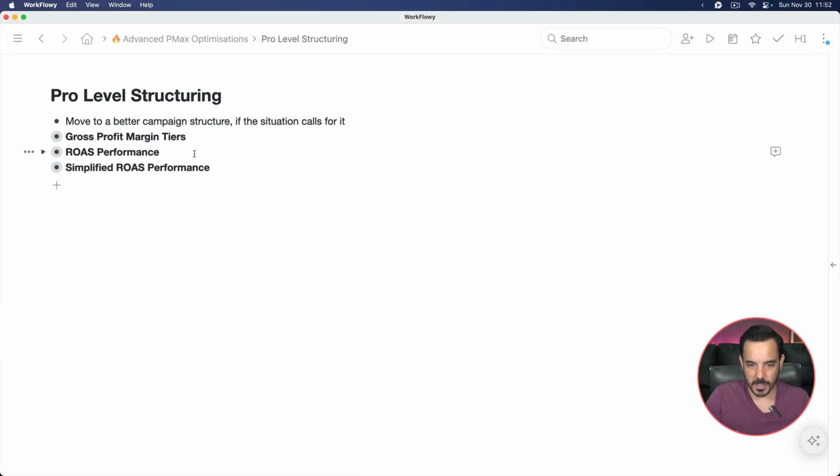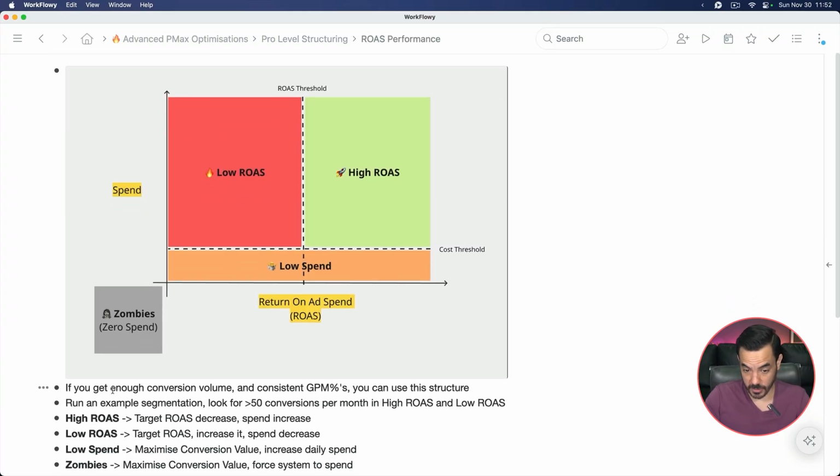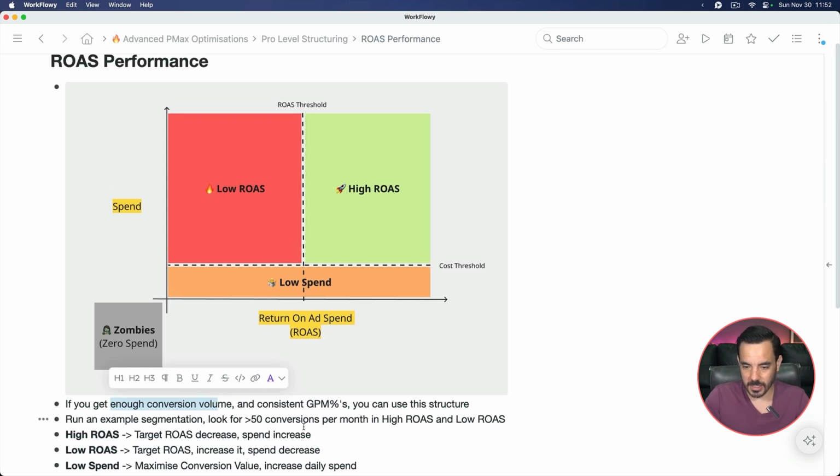The other big main campaign structure that can work in a lot of other scenarios, if you have enough conversion volume, you need a decent amount of conversion volume to segment your campaigns like this. And if your gross profit margin percentages are pretty consistent, right? Like maybe it's 40 to 50%, or maybe everything's exactly the same. Maybe everything is 45%, right? Then you don't need to segment campaigns by gross profit margin tiers. And what might work better for you is a ROAS performance-based campaign structure.